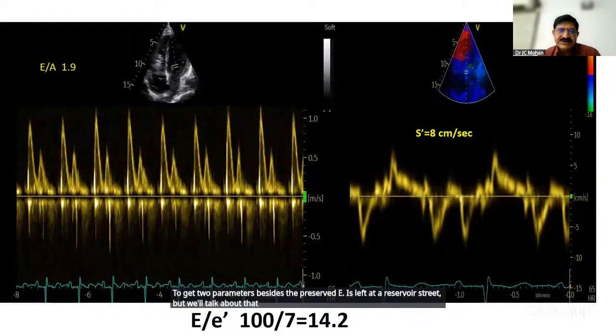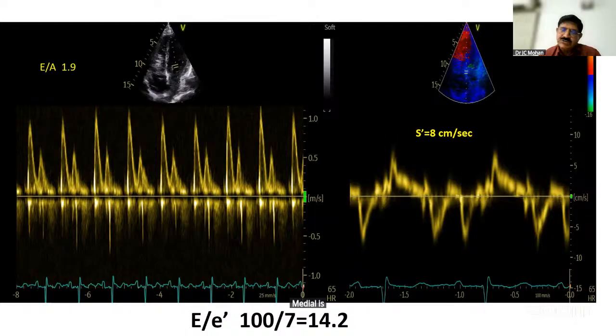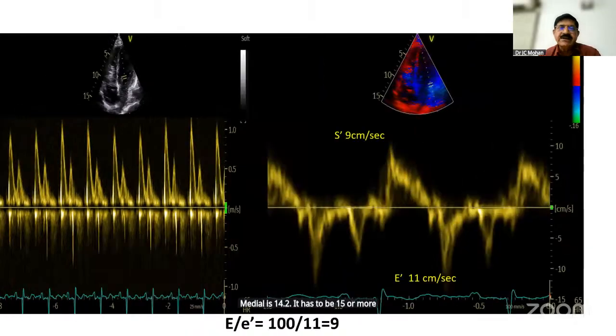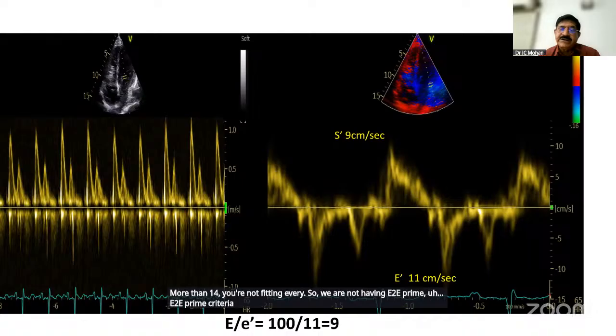What about E to E prime ratio? E to E prime, actually medial is 14.2. It has to be 15 or more. Lateral is 9. So the average comes to about, let's say, 12 or 11.5. So it doesn't fit with that criterion of E to E prime of more than 14. More than 14 is not fitting the average. So we are not having the E to E prime criterion. We are not having the left atrial volume criterion. We don't have TR velocity. Okay.